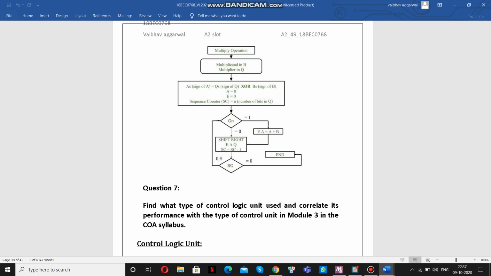And then if Qn is 0, it goes to shift right EAQ, SC is equal to SC minus 1. Or if Qn is equal to 1, then we perform an additional step before performing the shifting step, that is EA is equal to A plus B. Then if SC is equal to 0, it ends. Otherwise we repeat the whole process again.